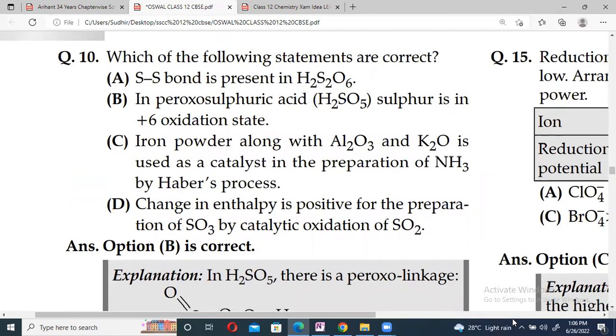First one, beta, the S-S bond is present in H2S2O6? No. Beta, in peroxosulfuric acid, called H2SO5, sulfur is in the +6 oxidation state.